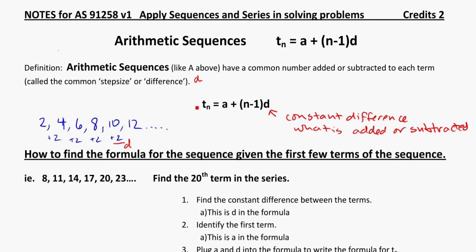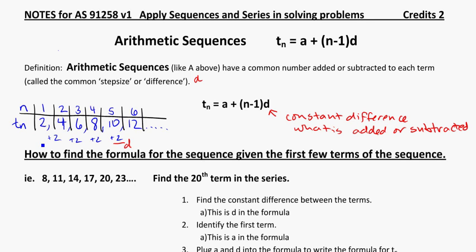The next thing that we need to become familiar with in this formula, working backwards from d, now that we know d is the difference between each of the terms, is n. n is kind of like the name for each of these numbers. If we imagine trying to put this into a box, we're going to have the first term, which is 2. The second term is 4. The third term is 6. The fourth term is 8. The fifth term is 10. The sixth term is 12. So these are the n's, the term numbers at the top.